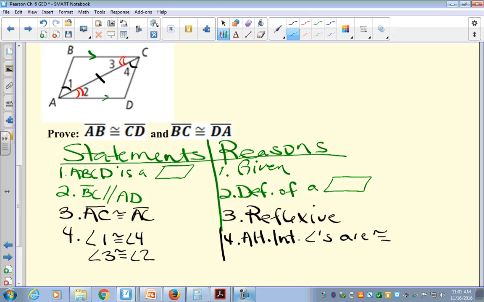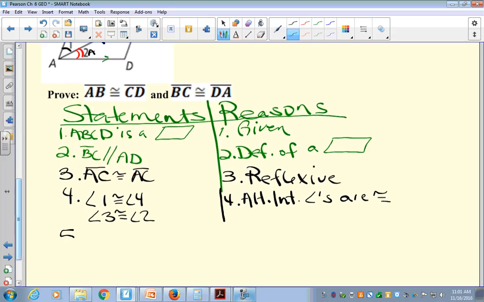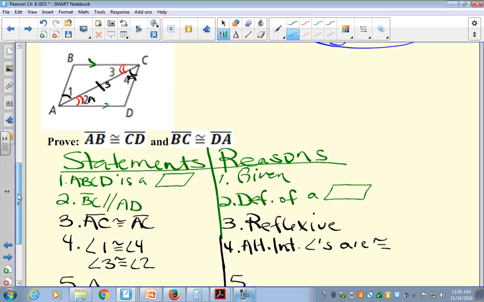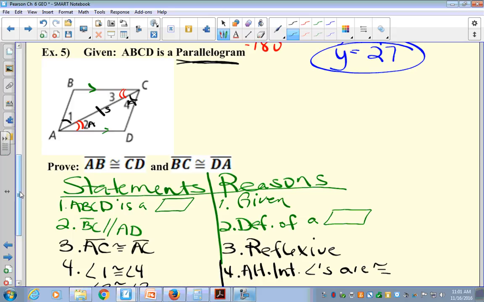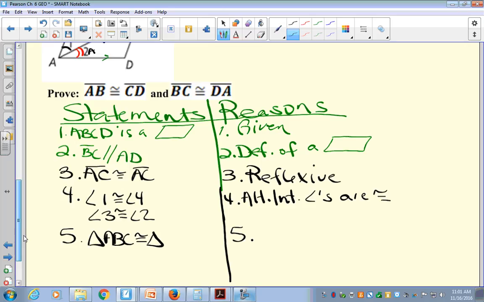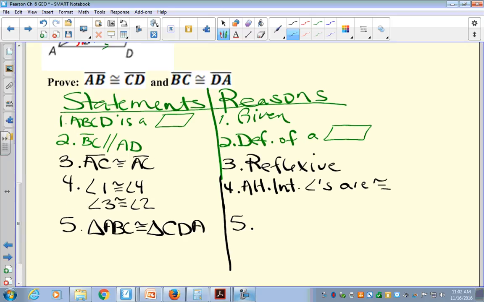Okay, so now let's count it up. Look at our triangle. We've got an angle, a side, and an angle. So we can say that triangle ABC is congruent to triangle CDA by angle, side, angle.